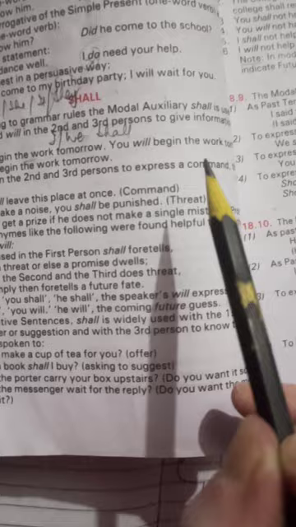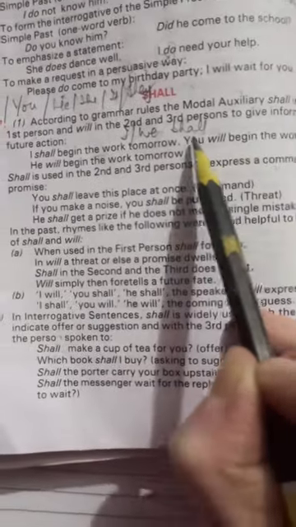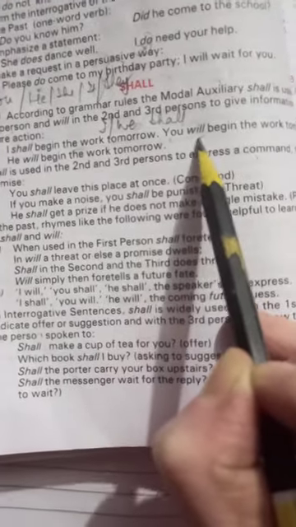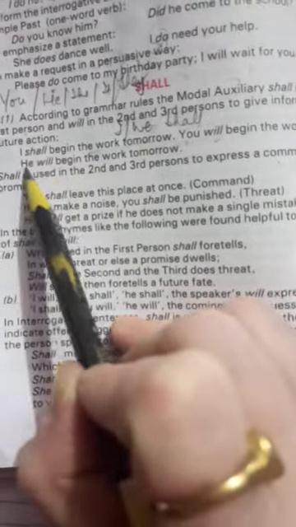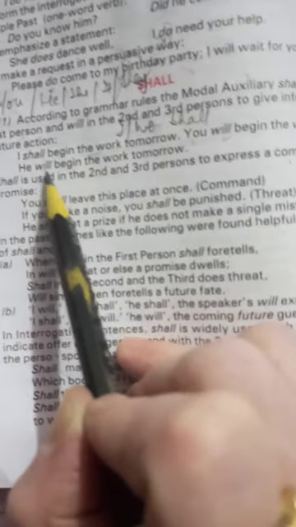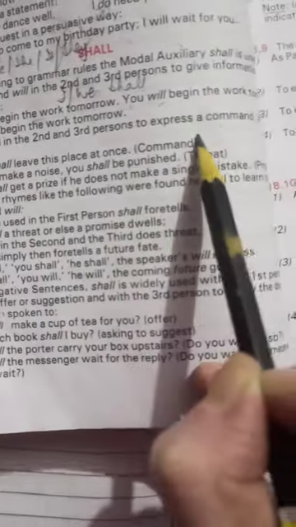Right. Now over here you see it says usually we begin with I or we, we use shall. So I shall begin the work tomorrow. You will begin the work tomorrow. So with the second person we use will. With first person you use shall. He will begin the work tomorrow. Shall is used in second and third person to express a command.